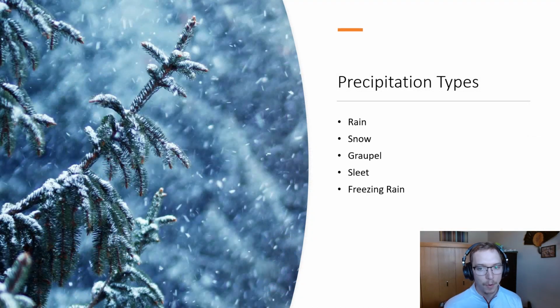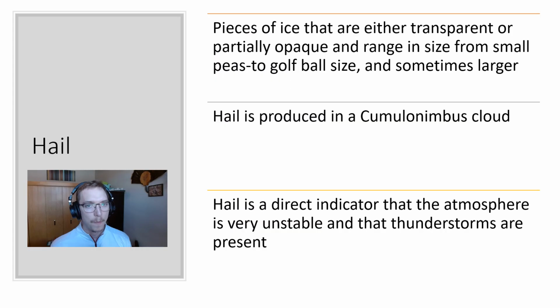All right, moving into some of the bigger ones, things like hail. Hail is a really interesting one. So basically, you've got pieces of ice that are either transparent or partially opaque, range in size from small peas to golf ball sized hail and sometimes even larger. Hail is produced by cumulonimbus clouds. You need that rapid and strong updrafting to occur to keep these particles buoyant. Hail is a direct indicator that the atmosphere is very unstable and that thunderstorms are present.